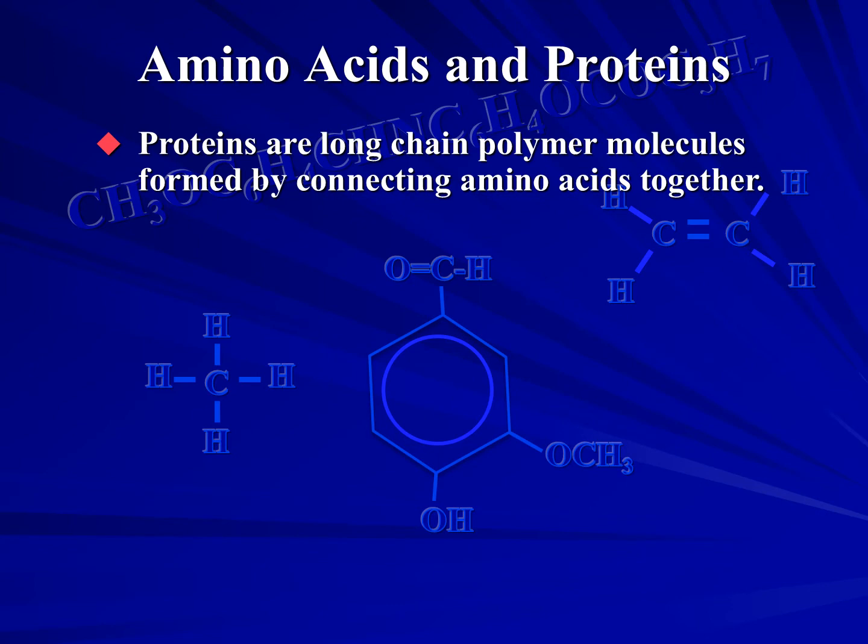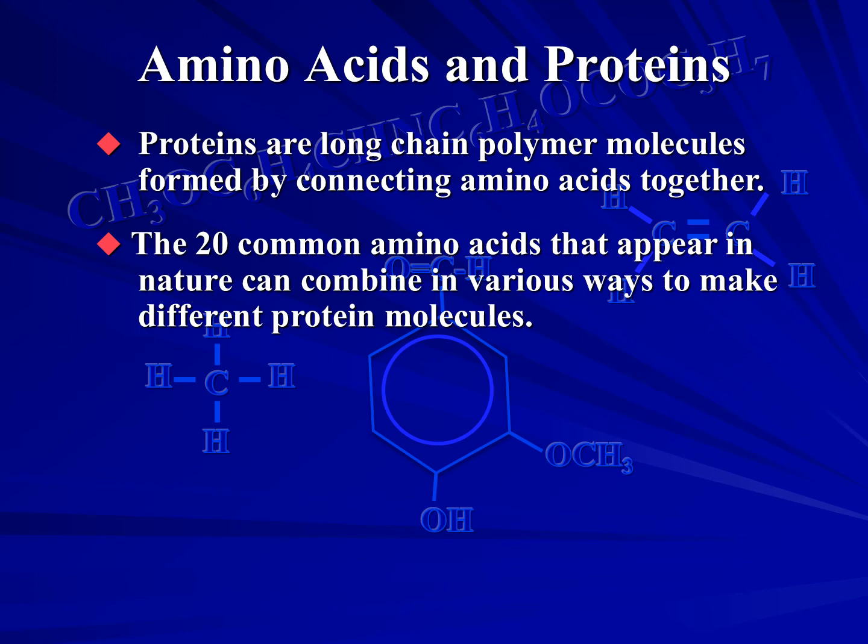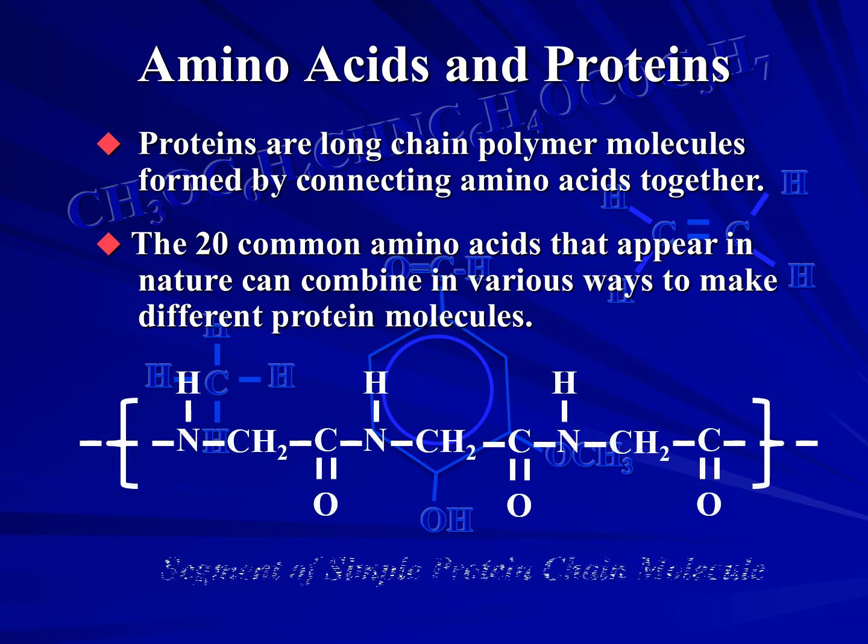Proteins are long-chain polymer molecules formed by connecting amino acids together. The 20 common amino acids that appear in nature can combine in various ways to make different protein molecules. This diagram shows an example of a segment from a simple protein molecule. Proteins are also known as polypeptides.